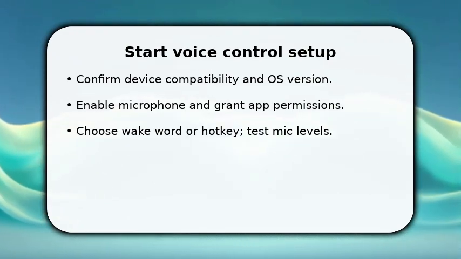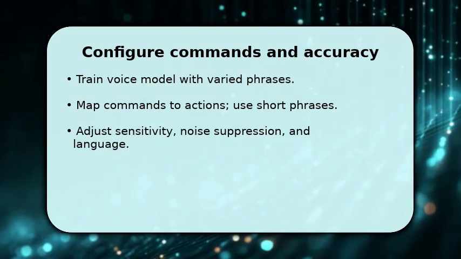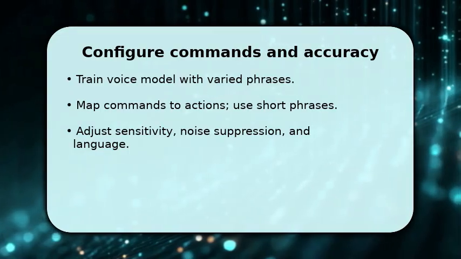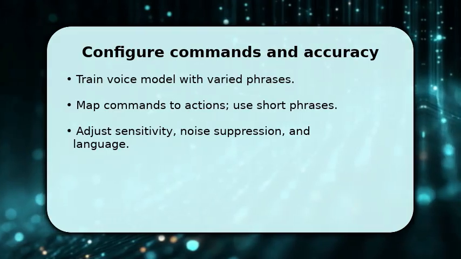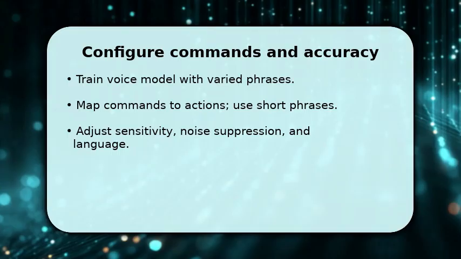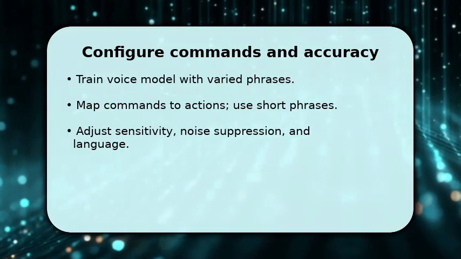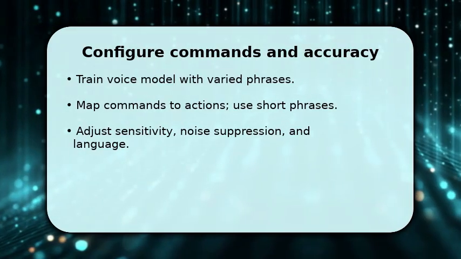Now you focus on the core configuration. Train the voice model by speaking phrases multiple times in different tones and distances so recognition learns your patterns. Next, map clear, short commands to the actions you use most, and group similar tasks to avoid overlaps. Make sure to tweak sensitivity and enable noise suppression to reduce background triggers. If available, select the dialect or language pack that matches your speech.